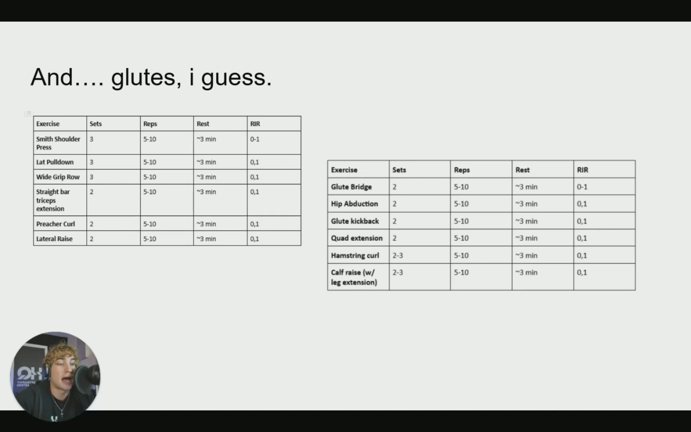You could definitely do a high foot position leg press if you want to train the glutes even more. You could do that too. And then you got quad extension for the quads, and then a hamstring curl, the hammies, and then a calf raise with the leg extension machine for the calves.